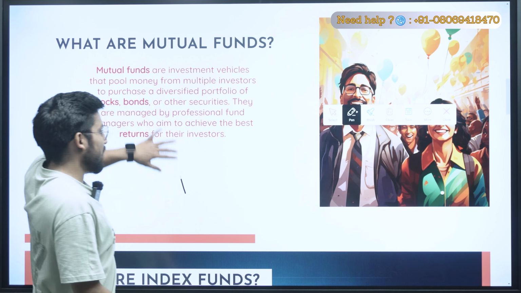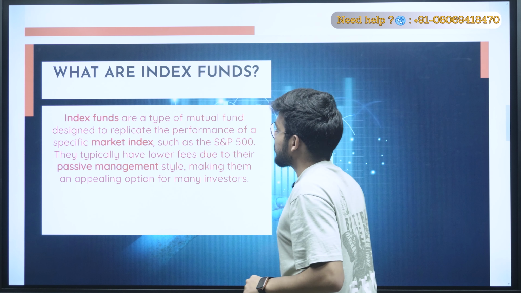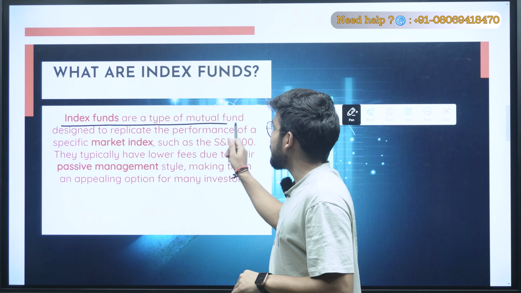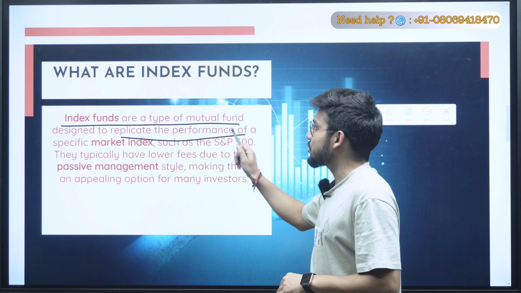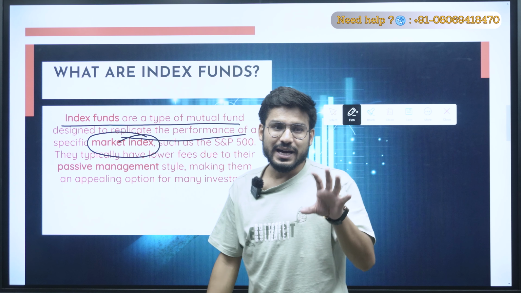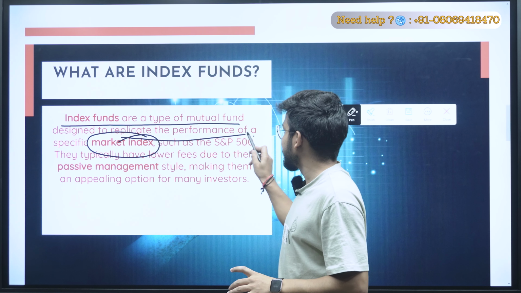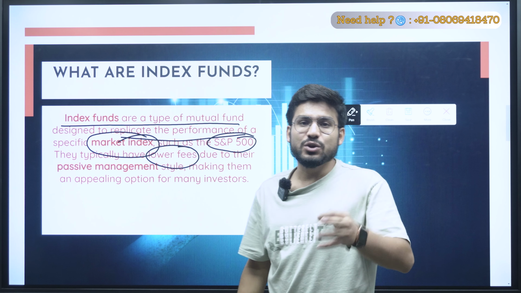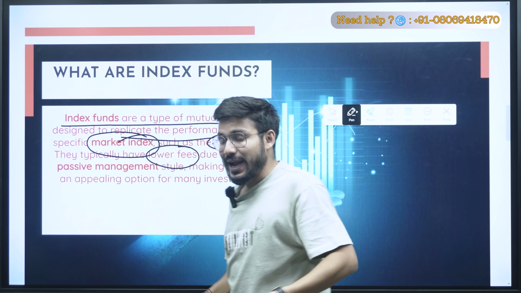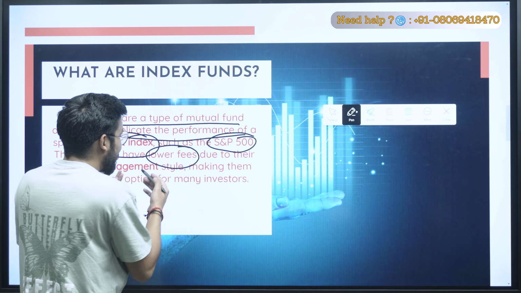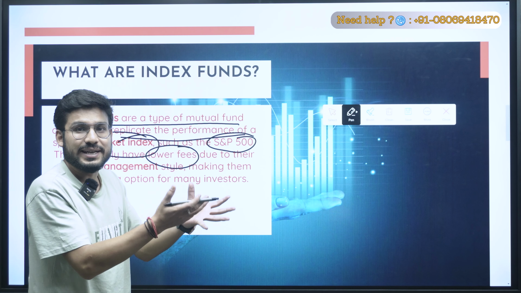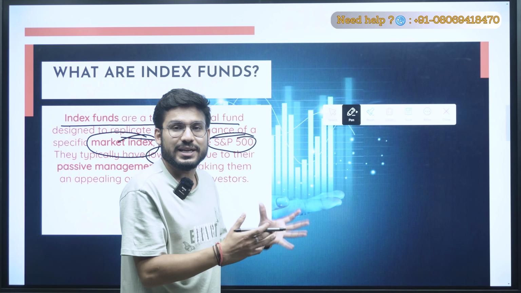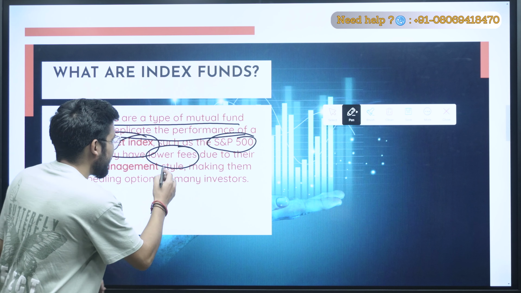Now you can also see here, if we talk about the index fund, as I have told you, it is also written in the definition. Index funds are a type of mutual fund designed to replicate the performance of a specific market index, right? As I have told you, like S&P 500, it is given here. They typically have lower fees. Now, why are they charging lower fees? Because they are not doing any work or research by themselves, but just replicating the performance of stocks in that particular index, right? So that is why their fees are lower.